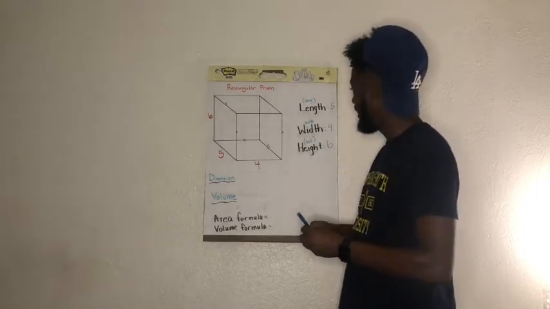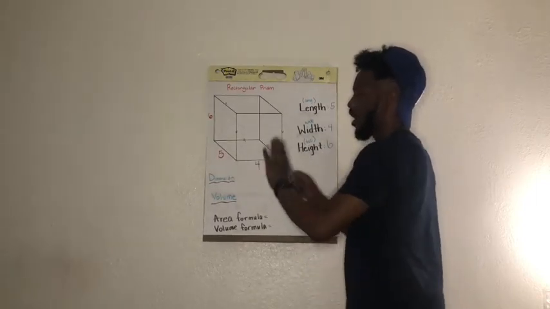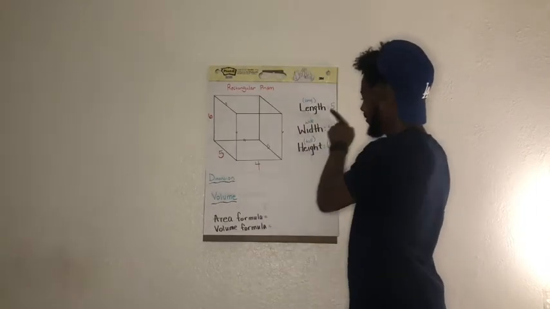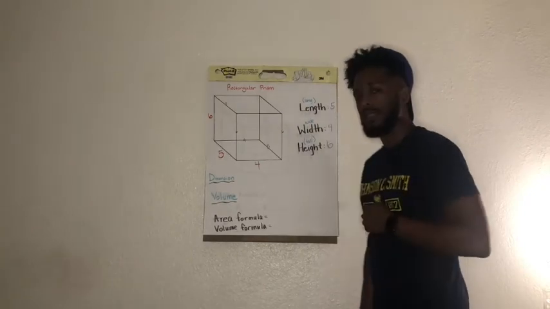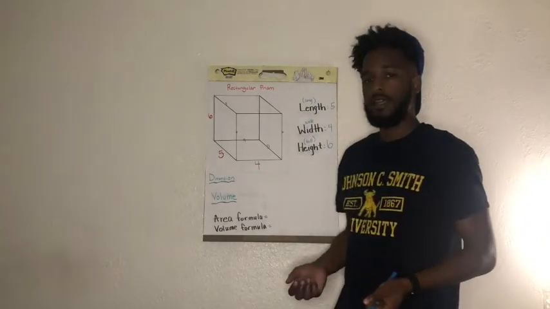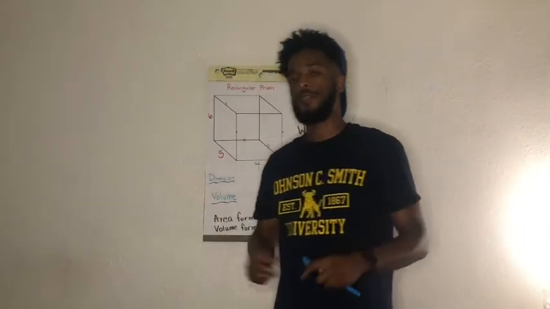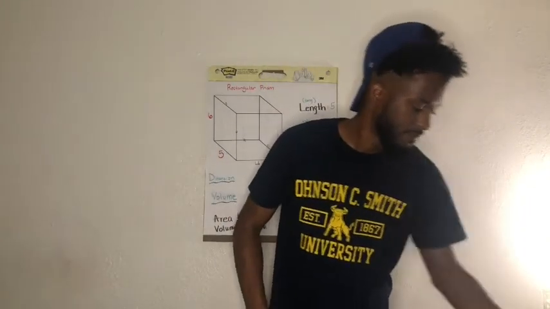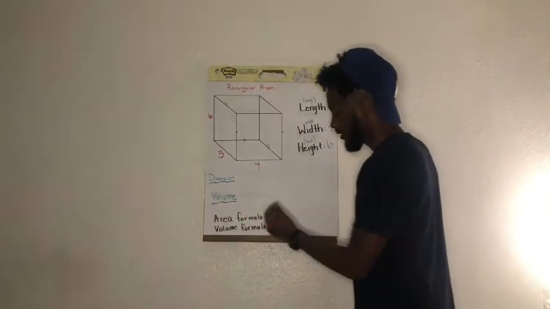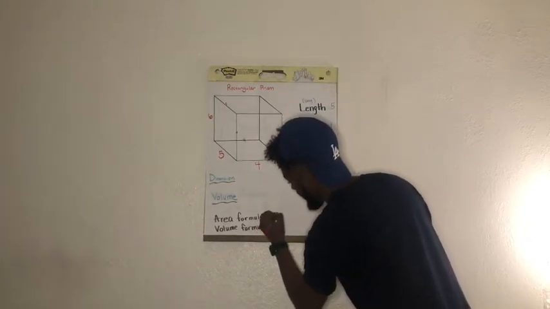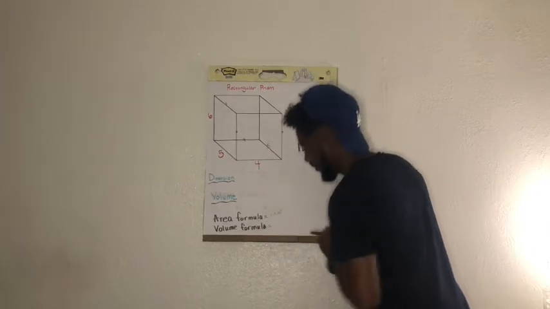Okay? So again, our length is 5. Our width is 4. And our height is 6. 5, 4, and 6. Okay? So, how do we find the volume of a three-dimensional figure? Similar to that of area, remember area formula, the formula for area was L, which is length, times W, which is width.